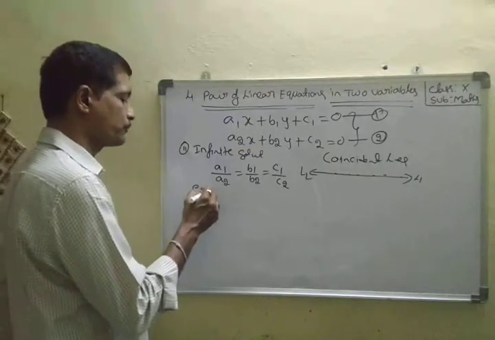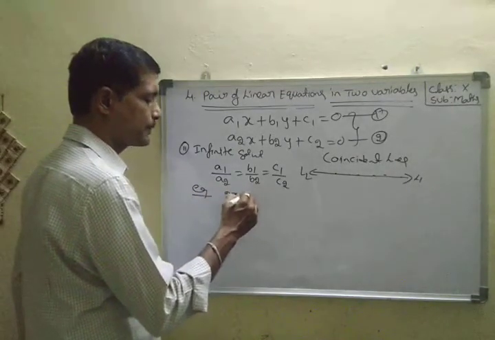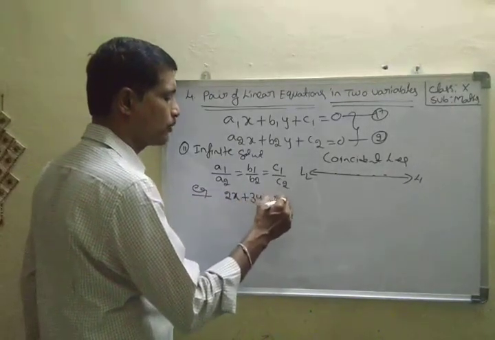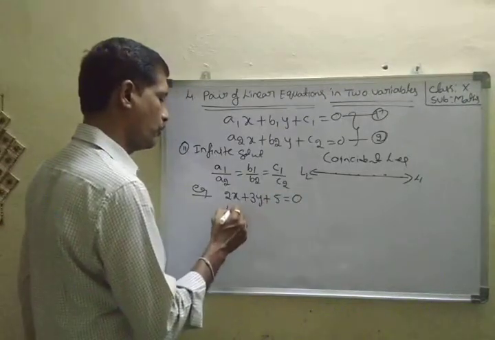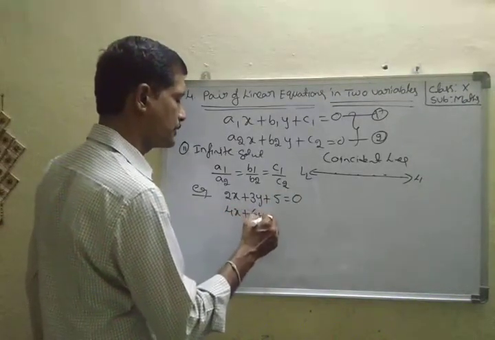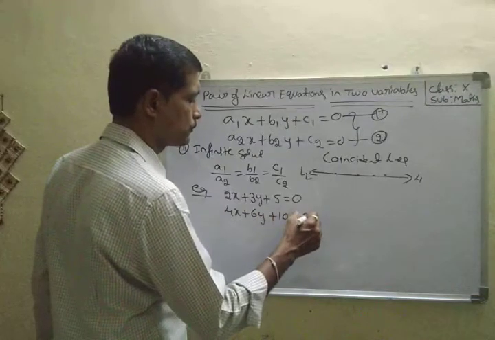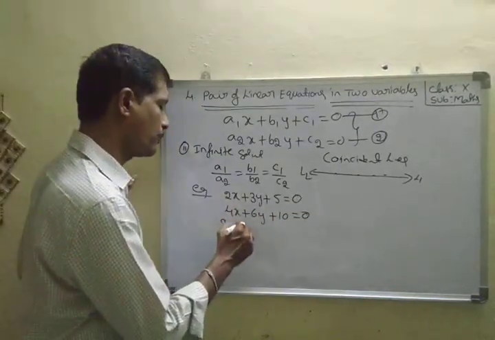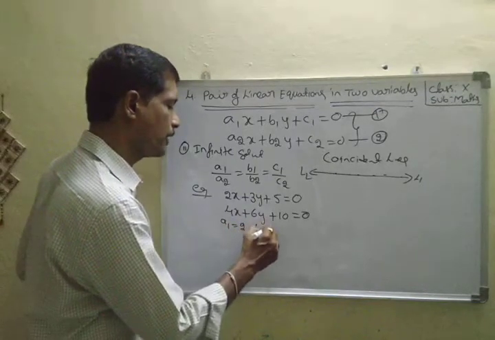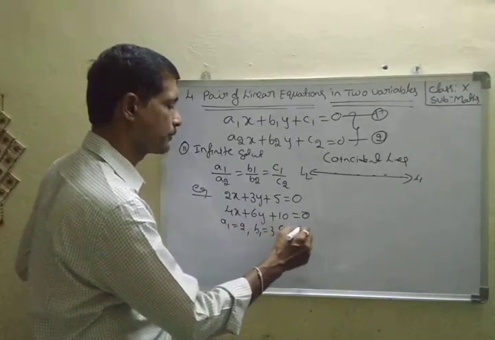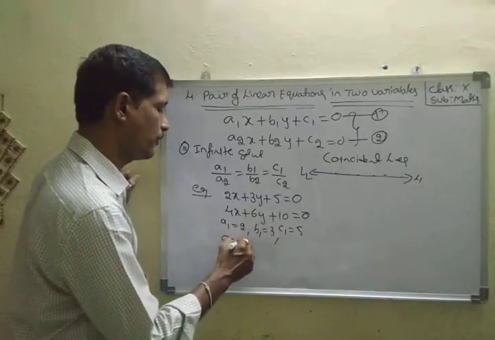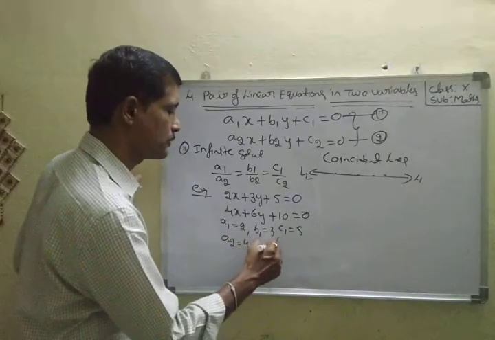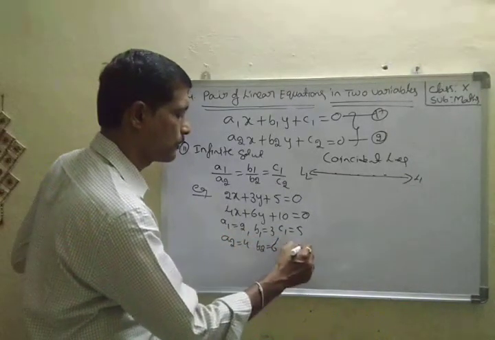Therefore example: 2x plus 3y plus 5 equal to 0. Next, 4x plus 6y plus 10 equal to 0. Here check. Therefore a1 equal to what? 2, b1 equal to what? 3, c1 equal to what? 5. Next a2 equal to 4, b2 equal to 6, next c2 equal to 10.